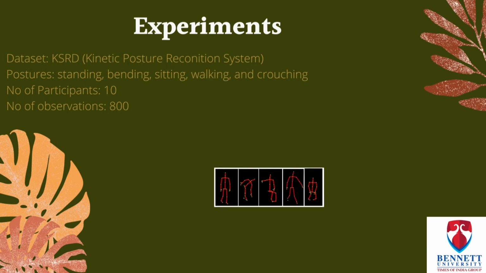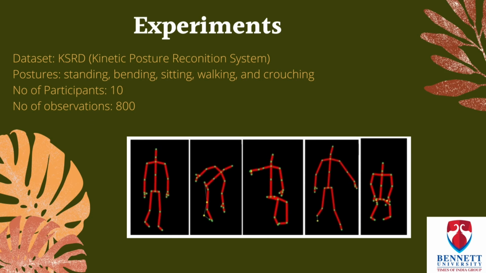Now, experiments. The dataset created is called KSRD, Kinect Posture Recognition System. The camera is mounted on a tripod placed in a corner of the laboratory. We consider five classes of postures: standing, bending, sitting, walking, and crouching. Each posture was performed by 10 participants of different ages, genders, and morphological characteristics.